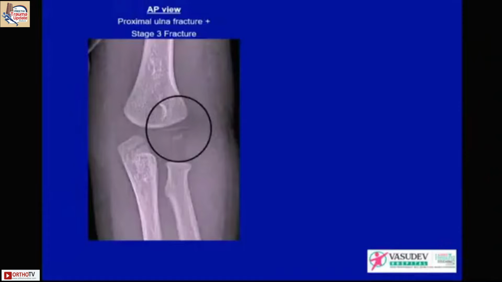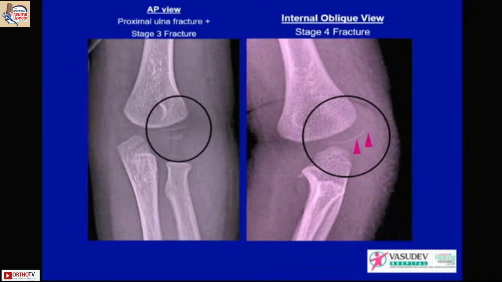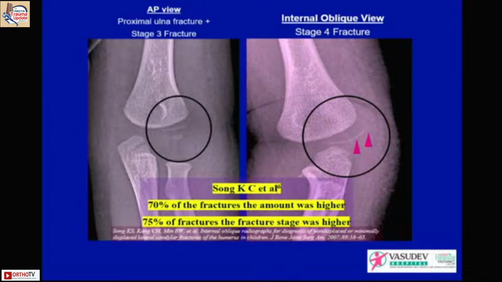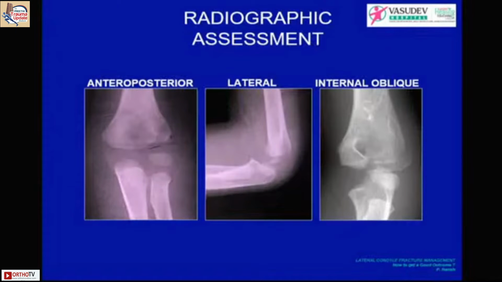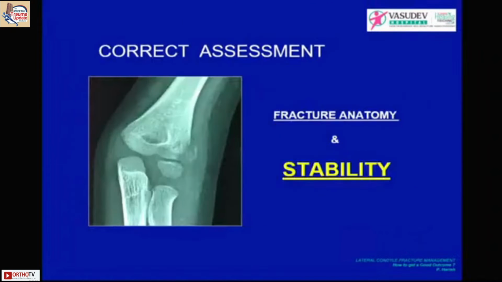So this is another X-ray, same child. The staging of these fractures actually differs when you compare AP and lateral views. The internal oblique view shows a stage 4 fracture. This was described by Song et al., and he said that in 70% of fractures, the amount of displacement is higher and the staging also is higher if we take an internal oblique view compared to an AP view. So the essential radiographic examination of a suspected lateral condyle fracture has to be all three views: AP, lateral and 15-degree internal oblique view.